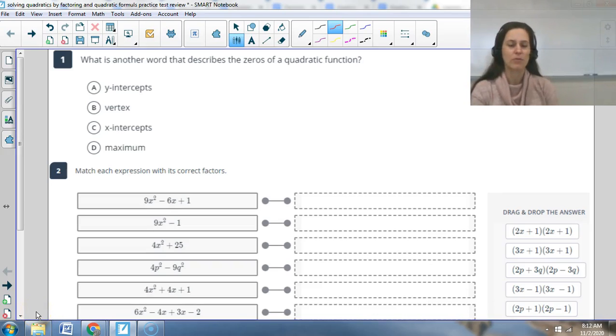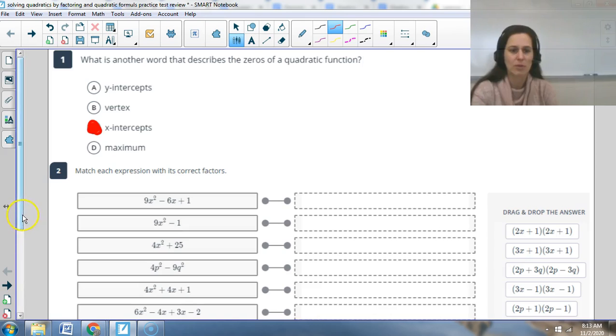Hi, we're going to review the solving quadratics by factoring and solving quadratics by quadratic formula practice test from Edulastic. So number one, it says what is another word that describes the zeros of a quadratic function? Remember there's lots of words and x-intercepts is one of them. So is zeros, solution, roots, those are all other options as well.